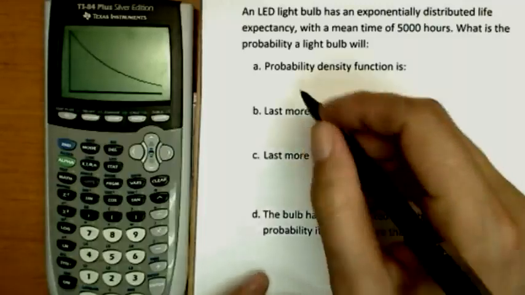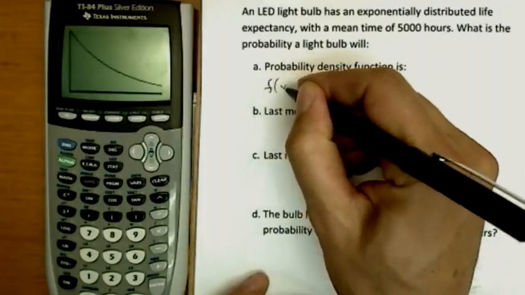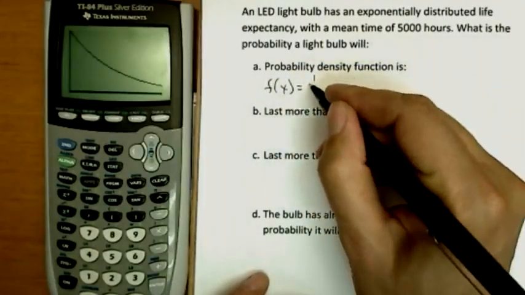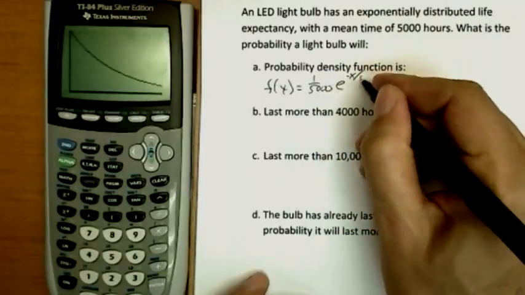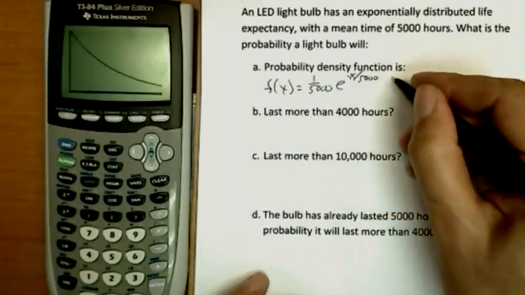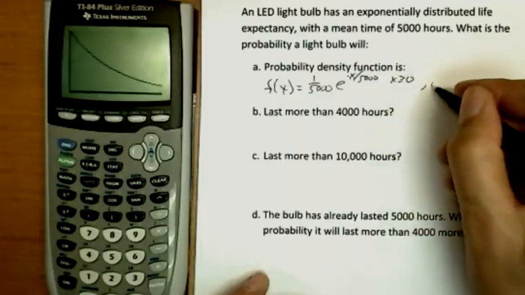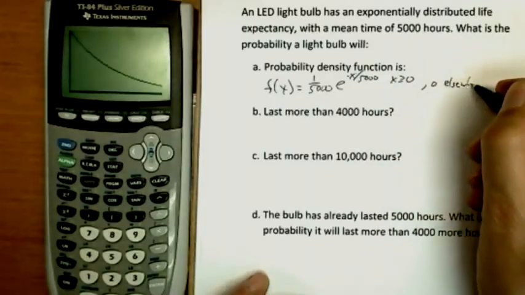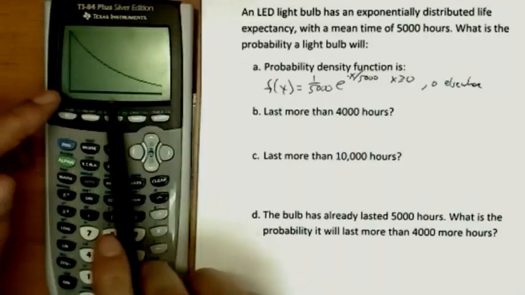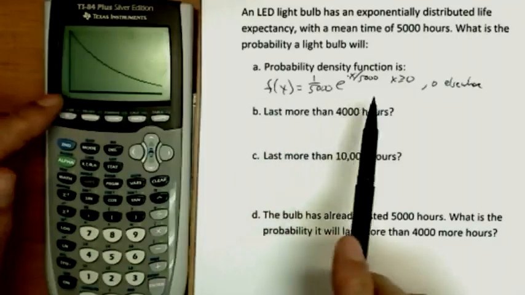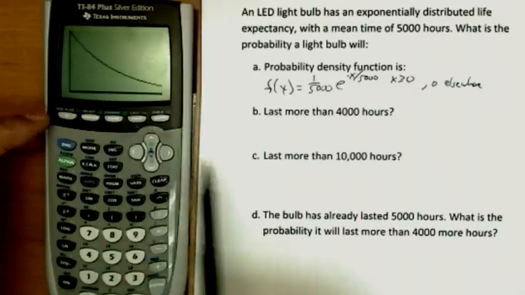First off, let's write the probability density function. f(x) equals 1 over 5,000 e to the negative x over 5,000 as long as x is greater than or equal to 0, 0 elsewhere. I've already graphed it for you on the calculator. And as you can see, it's going down. This window ends at 10,000. It will go down towards 0 asymptotically forever.